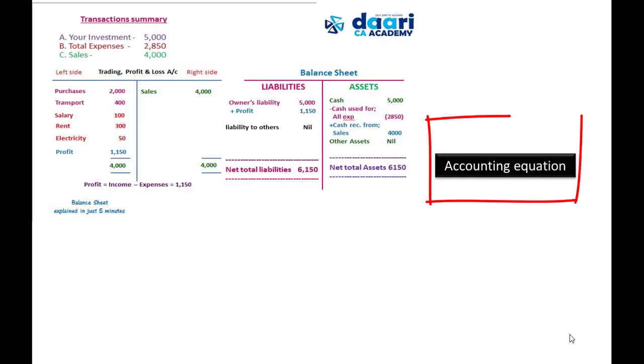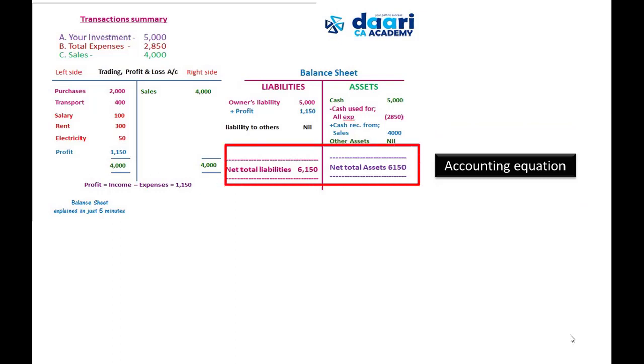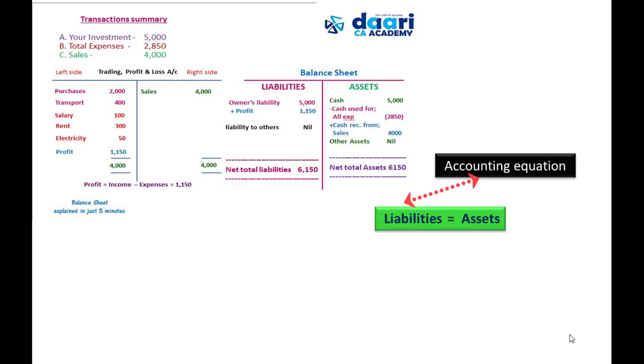Then I would like to introduce the accounting equation. You have seen in the previous video how to prepare the balance sheet. Finally the balance sheet got tallied, that is, net total liabilities are 6,150 and net total assets also came to 6,150. So the accounting equation is: total liabilities equals total assets.